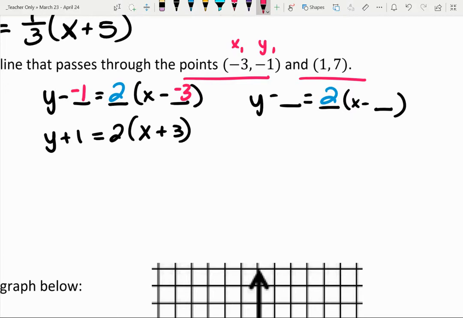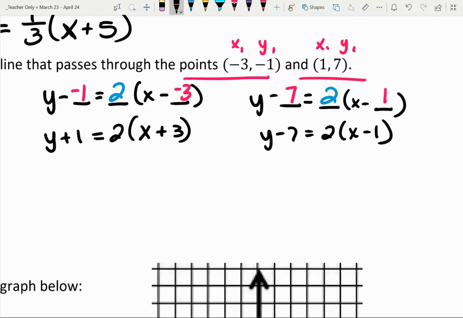And then if I wanted to use 1, 7, again, I have my x sub 1 and my y sub 1. Technically, we could call these x sub 2 and y sub 2, but we're not going to worry about it too much. I put 1 and 7. And then this doesn't really need to be cleaned up, but I'm going to rewrite it just because I can.